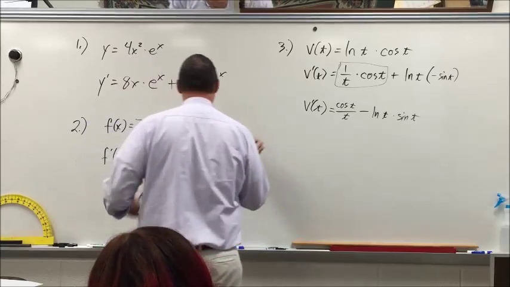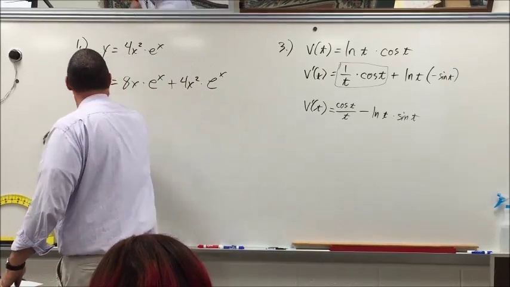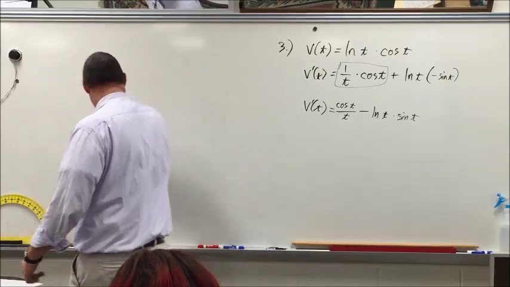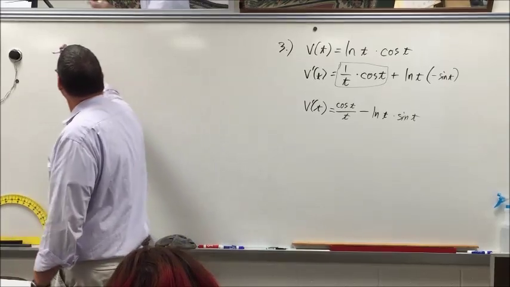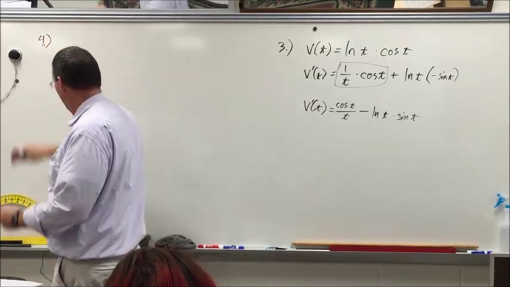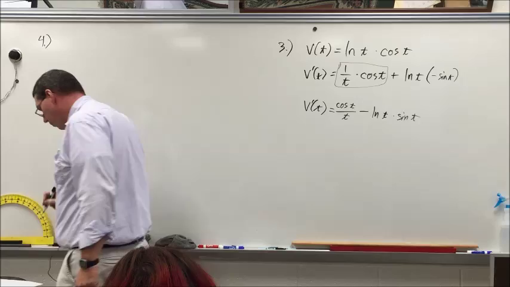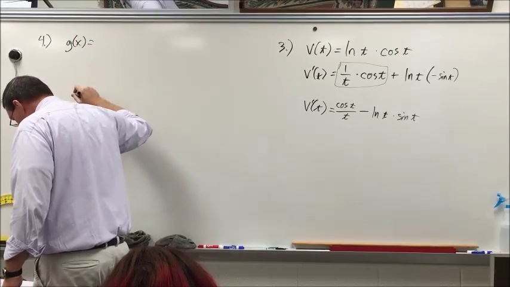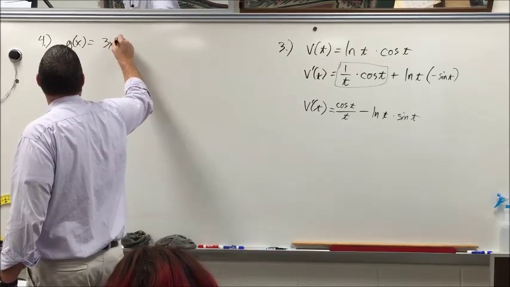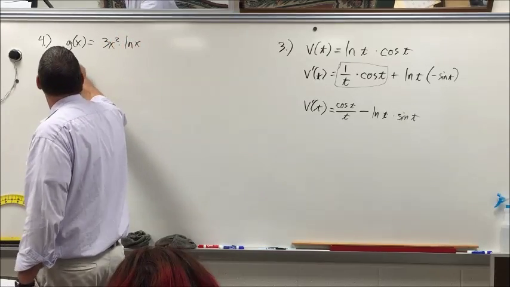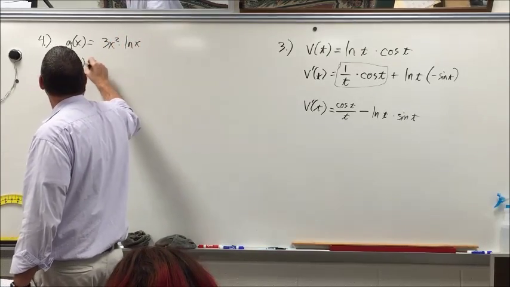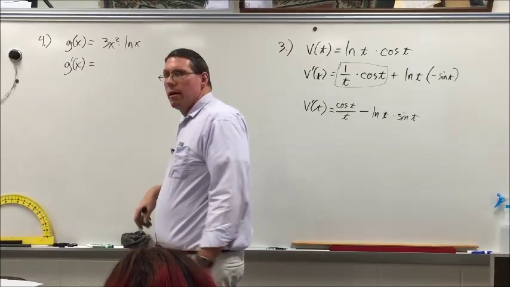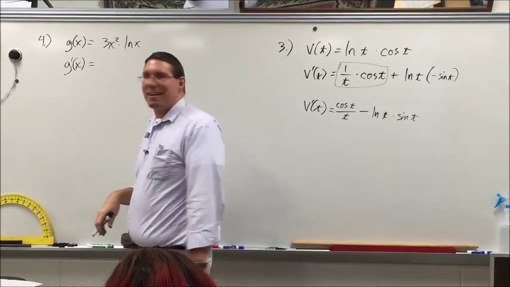I'm going to erase 1 and 2. All right. Let's do number 4 now. Question number 4 says g of x is 3x squared natural log of x. This one's a fun one. I like this one. Austin knows why. Yeah, because stuff's going to cancel.